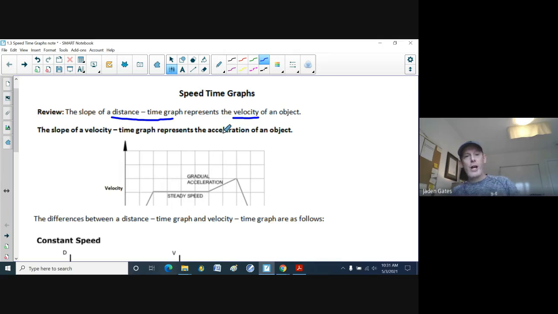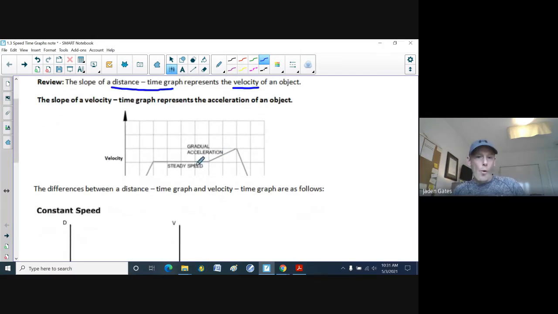So if you have a distance time graph and you find the slope, you can find the velocity. And if you have a velocity time graph, you can find the acceleration. When you have acceleration, it means there's actually slope. So somewhere on my purple line here, when we have any kind of slope, whether it's positive or negative, that means you have some acceleration happening. You have a change in velocity.